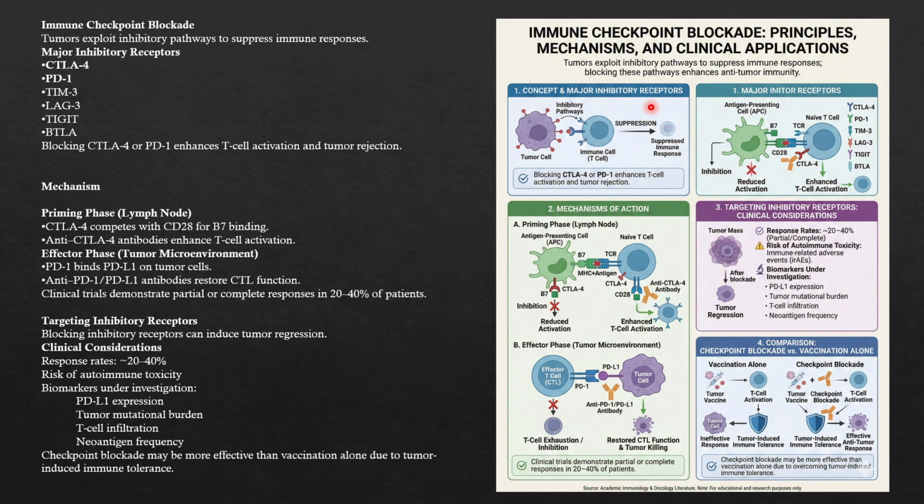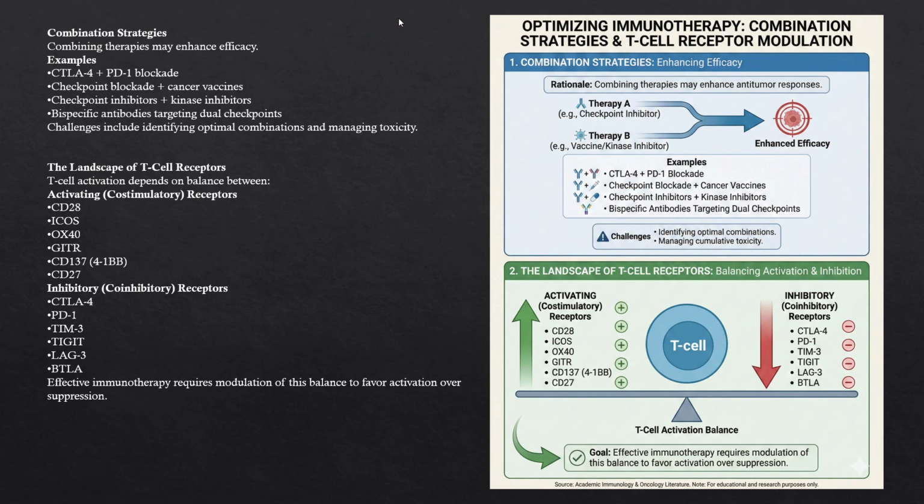Then the mechanism of action is by priming in the lymph nodes and then the effector phase in the tumor microenvironment, then targeting the inhibitory receptors with clinical considerations, and the comparison of checkpoint blockade and vaccination alone. Finally, we look into optimizing the immunotherapy, the combination strategies, and the strategies for T cell receptor modulation.